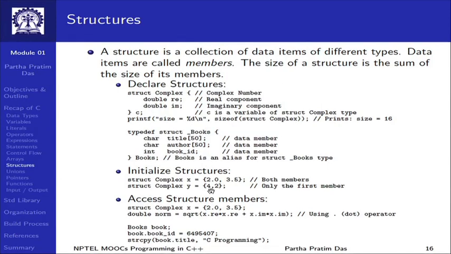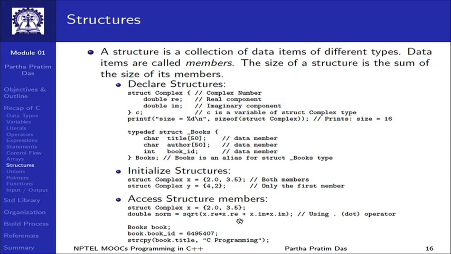It is possible that we initialize only one or some of the members, but you can do that only from the initial part starting from the top. You cannot skip RE and just initialize IM, but you can initialize RE as you are doing here with 4.2 and skip IM, which is not mentioned here.